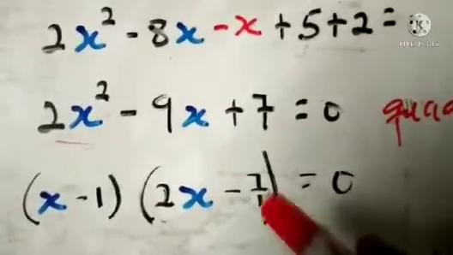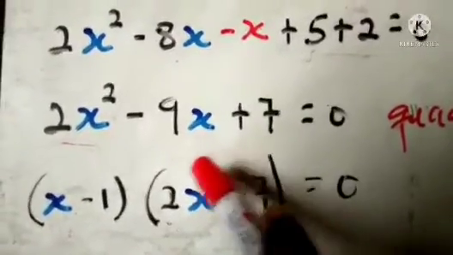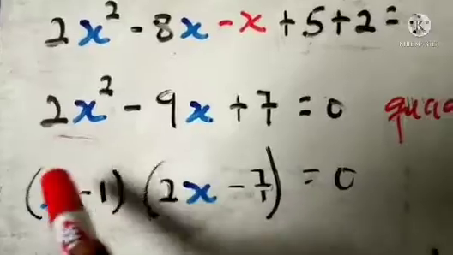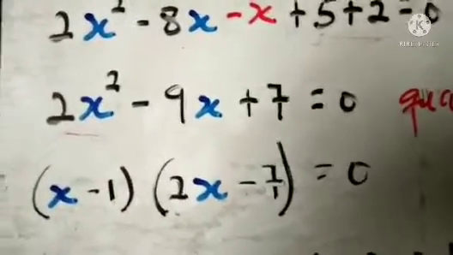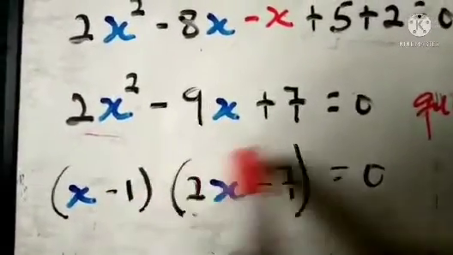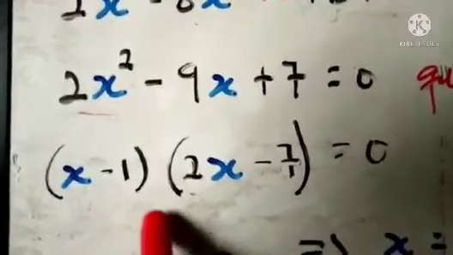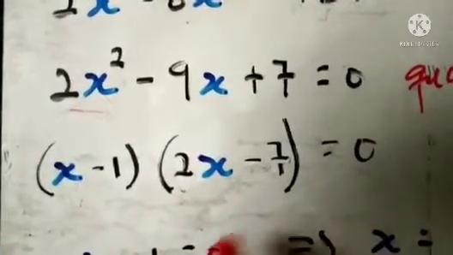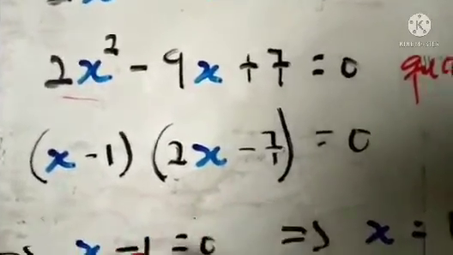So here I go for what? Factorization, right? So when you factor, if you don't know how to factor, just comment down below, right? Comment down below. We are ready to help you. So when you factor out, you can see that you arrive at s minus 1 and then 2s minus 7. So you solve the two brackets differently.